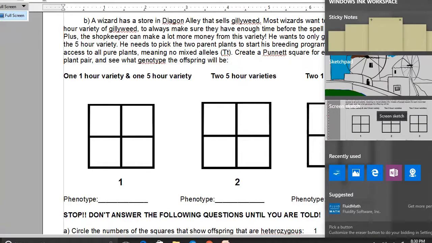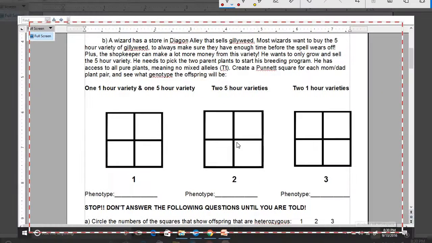Okay, we're going to look now at part B on your worksheet and fill it out. So, a wizard has a store in Diagon Alley that sells gillyweed. Most wizards want to buy the 5-hour variety of gillyweed to always make sure they have enough time before the spell wears off. Plus, the shopkeeper can make a lot more money from this variety.